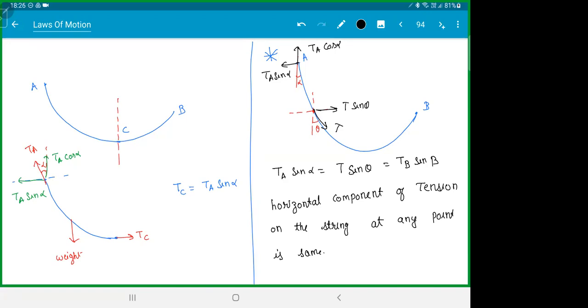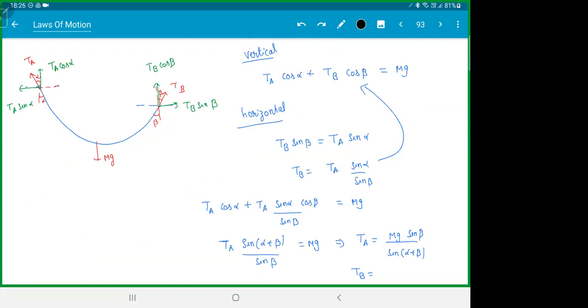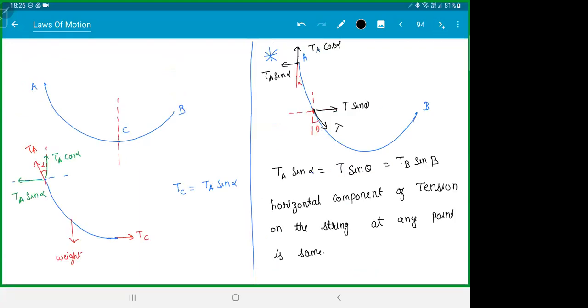So can you move to the previous page for a minute? I want to check something. Yes, sir. Yeah. Do check this out.